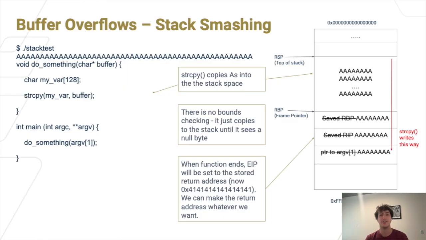This means that when the doSomething function returns, the CPU will start execution at the address value 0x4141414141 instead of the original return address, because capital A in ASCII is 0x41 in hexadecimal.